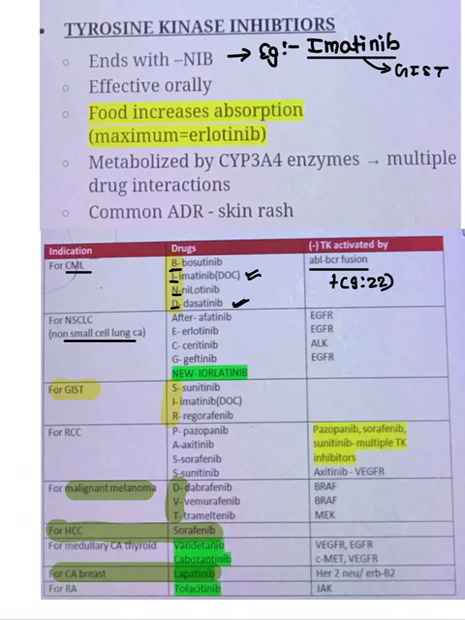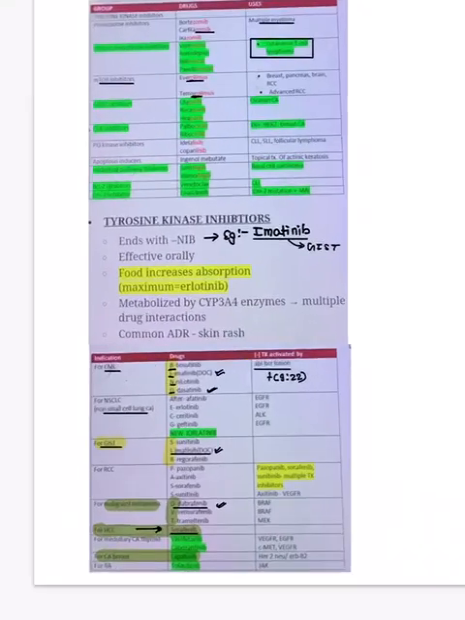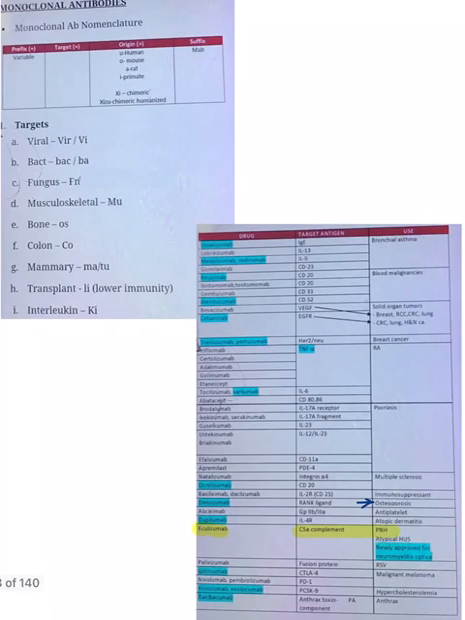Then non-small cell carcinoma lung, so it's not so important. GIST, what are the drugs for GIST? One is imatinib, that is the drug of choice, anti-CD117, and you can also give sunitinib. Then RCC, the mnemonic is there, not so important. Then for malignant melanoma, remember the drug dabrafenib. HCC, that is sorafenib. Medullary carcinoma, not so important. Rheumatoid, these are all not so important to remember.